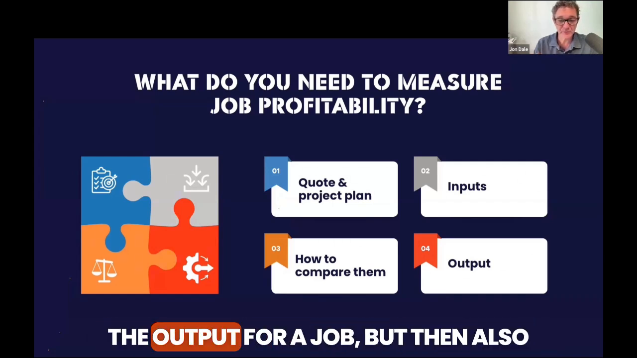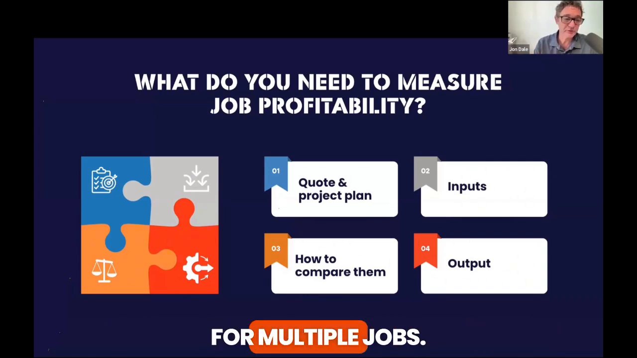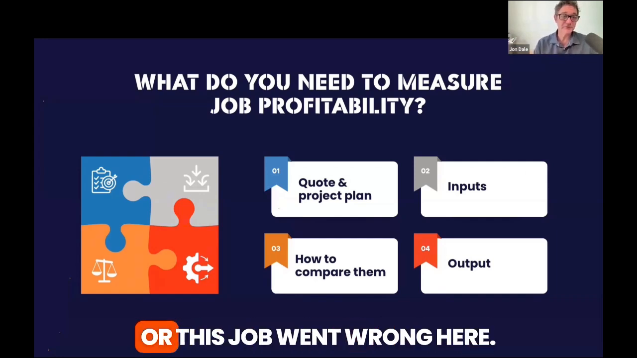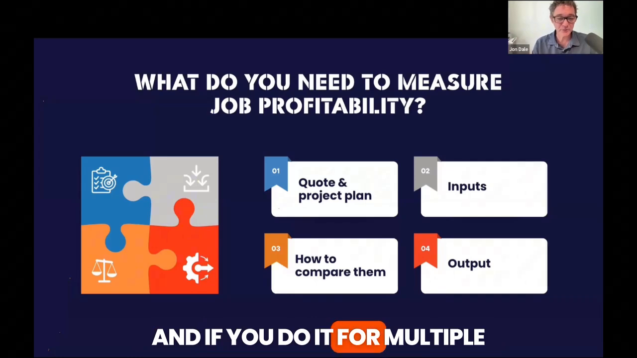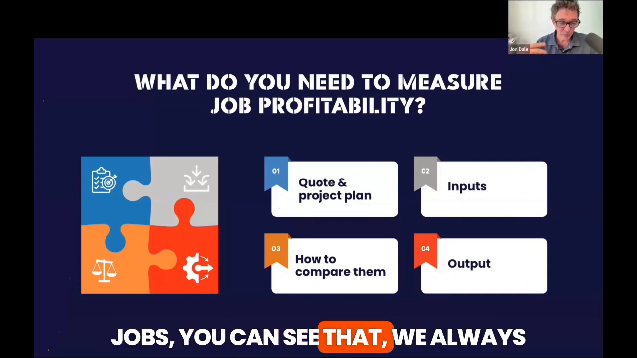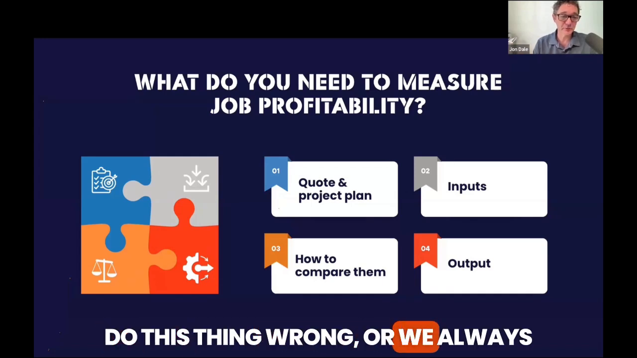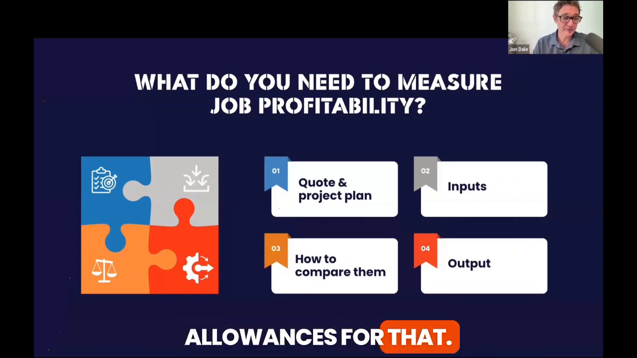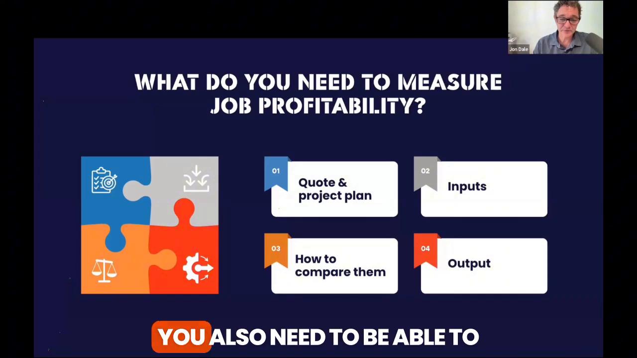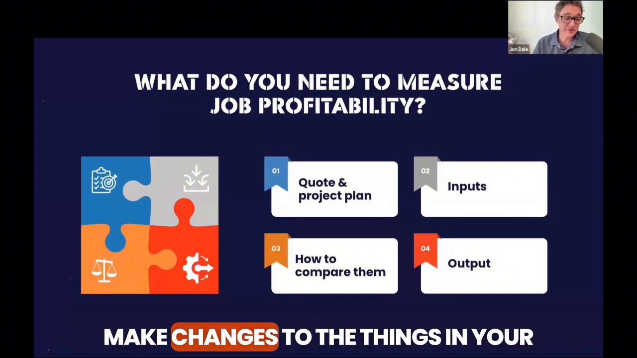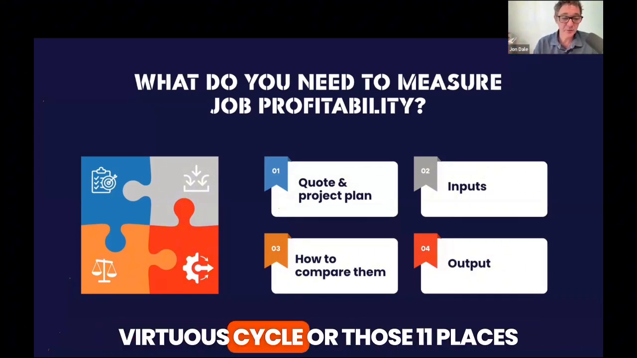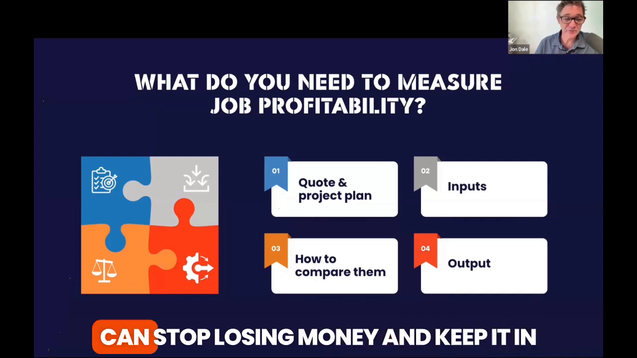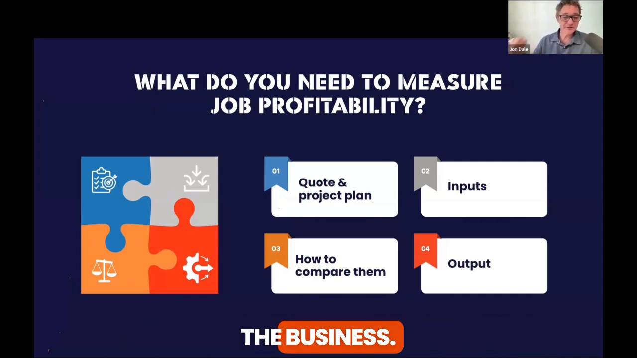I also want you to have the output for a job, but then also for multiple jobs. If you do it for one job, you can say, this job went well, or this job went wrong here. And if you do it for multiple jobs, you can see that, we always do this thing wrong, or this always happens for us. And you can then make allowances for that somewhere around your virtuous cycle. You also need to be able to interpret what you've learned and make changes to the things in your virtuous cycle, or those 11 places where money disappears, so you can stop losing money and keep it in the business. Hooray.